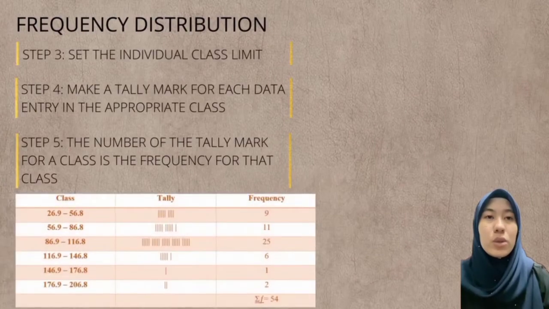Step 3, we need to set the individual class limits. For step 4, we have to make a tally mark for each data entry in the appropriate class. And the last one is we have to make sure the number of tally marks for a class is the frequency for that class.